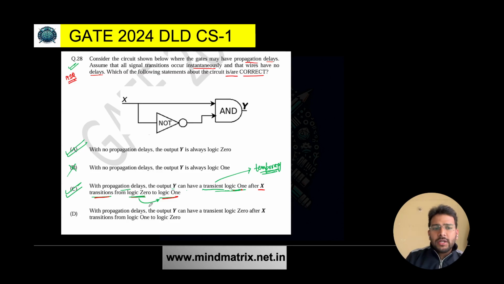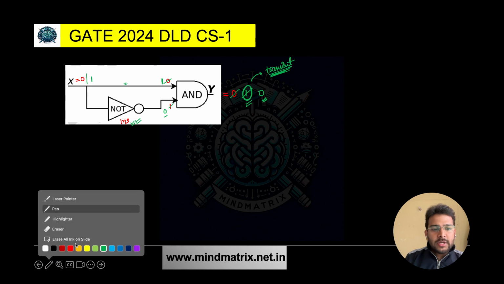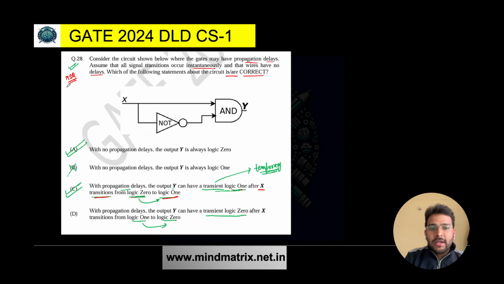What about option D? Option D says with the propagation delay, the output y can have a transient logic 0. That means for a temporary time, it is going to have 0 after x transitions from logic 1 to logic 0. Let's consider this case as well, from logic 1 to logic 0. So I'm just erasing everything. Fine.